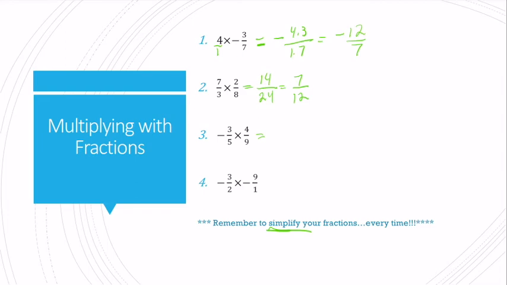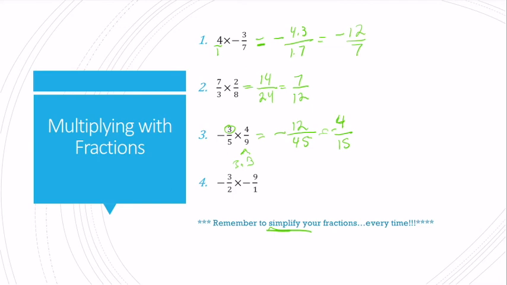Okay, so now if I take -3/5 times 4/9, right? It's going to give me a negative because a negative times a positive is a negative. So I have -3 times 4, which is 12, over 5 times 9, which is 45. Now, what do these have in common? Well, they both have a factor of 3, because 12 is 4 times 3, and 9 is 3 times 3. So I can pull out a factor of 3, that gives me -4/15.